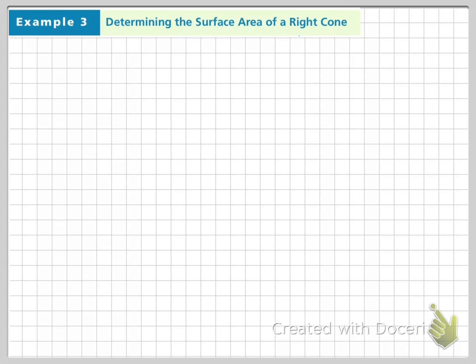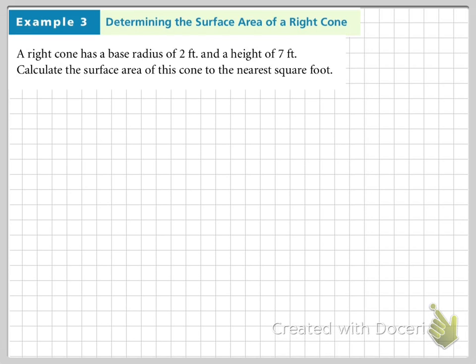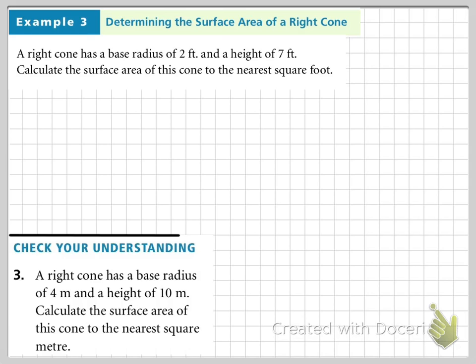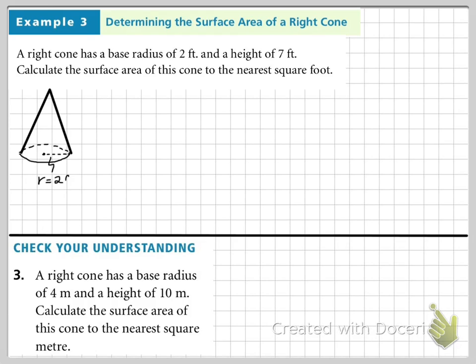In example 3, we're determining the surface area of a right cone. So a right cone has a base radius of 2 feet and a height of 7 feet. Calculate the surface area of this cone to the nearest foot. So here we have a cone. The radius is going to be 2 feet. The height is going to be 7 feet.